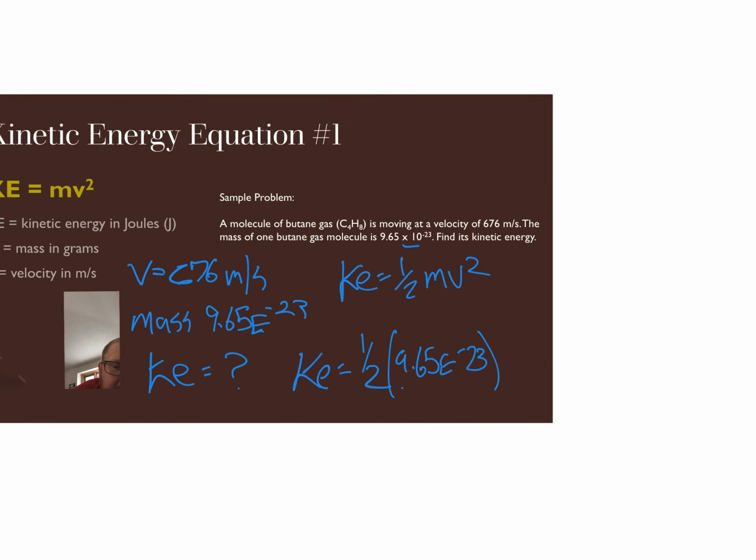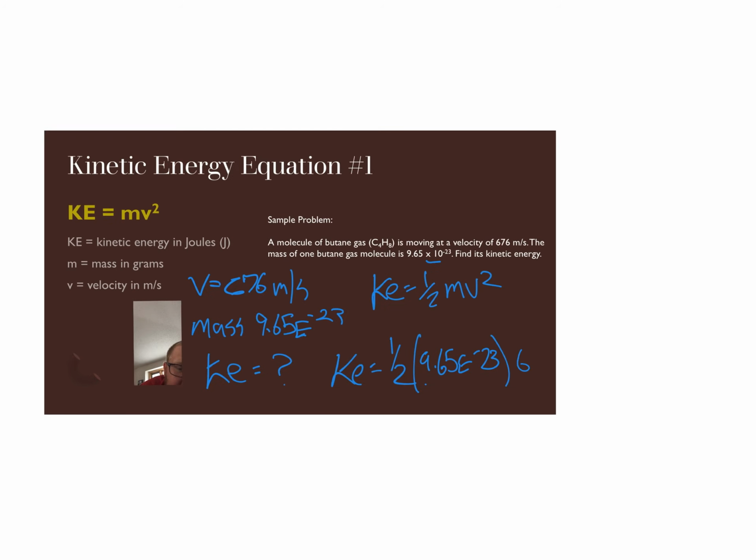And so we want to find the kinetic energy. So we want to know KE equals question mark. So we know the formula, KE equals 1/2 mv squared. So let's plug it in. KE equals 1/2 m, so 9.65 E to the negative 23rd times V, 676 squared. Okay, so when you plug that into your calculator, you can solve for KE.